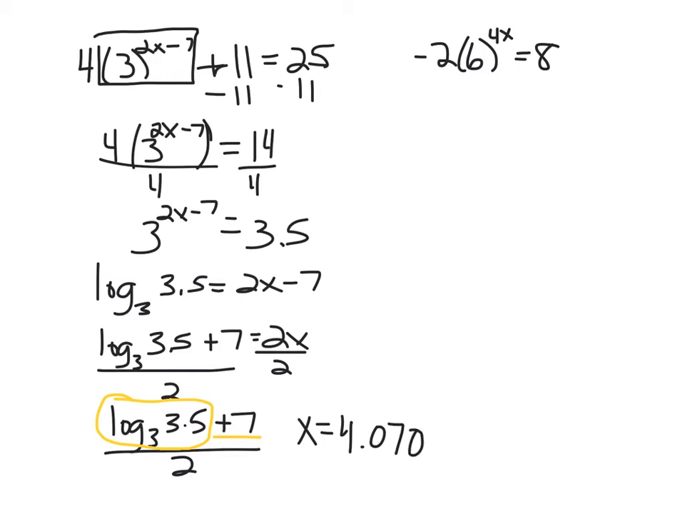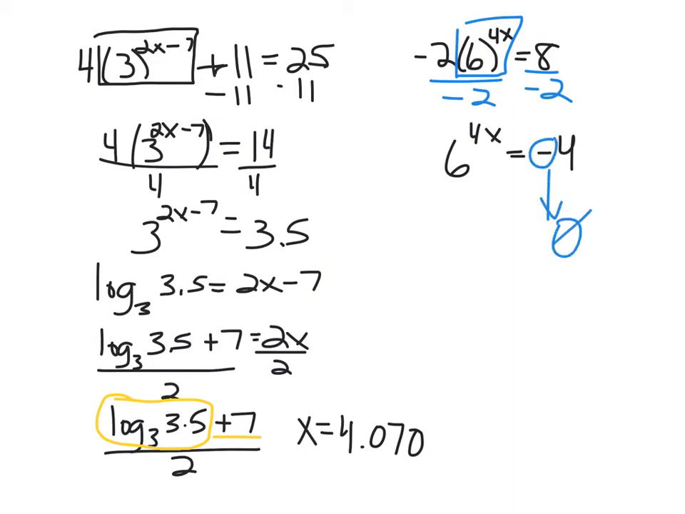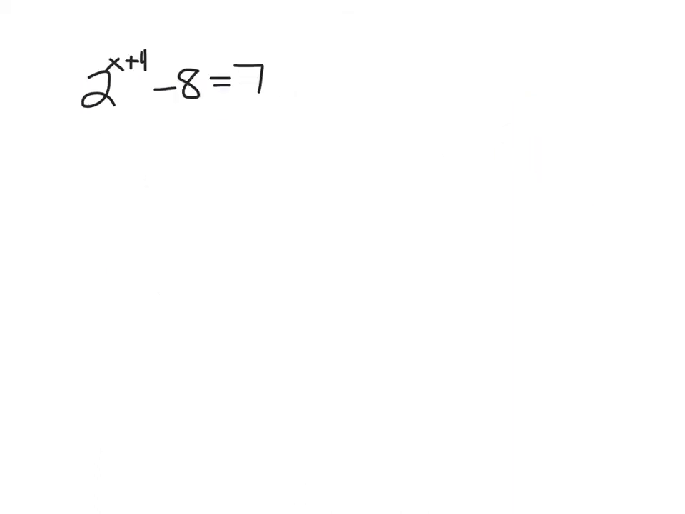Okay, next one, first step is to get my base by itself. So I would do that by dividing by -2. And I get 6 to the 4x equals -4. Well, is there anything that I can raise to an exponent and get out a negative? No. So, since that's negative, it means we're going to have no solution.